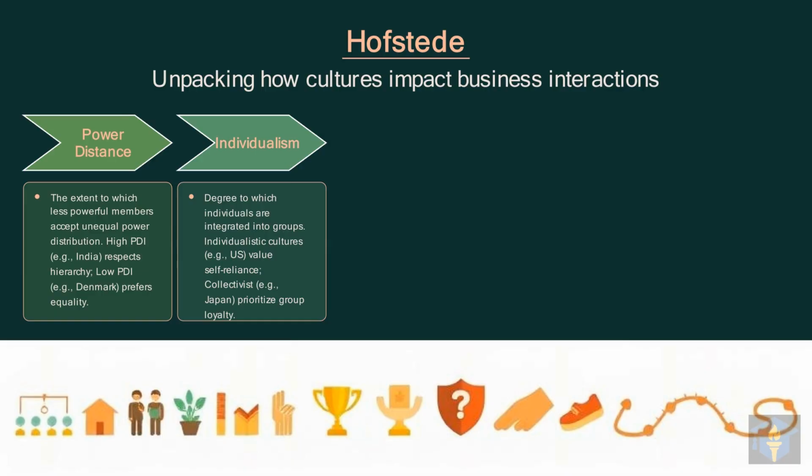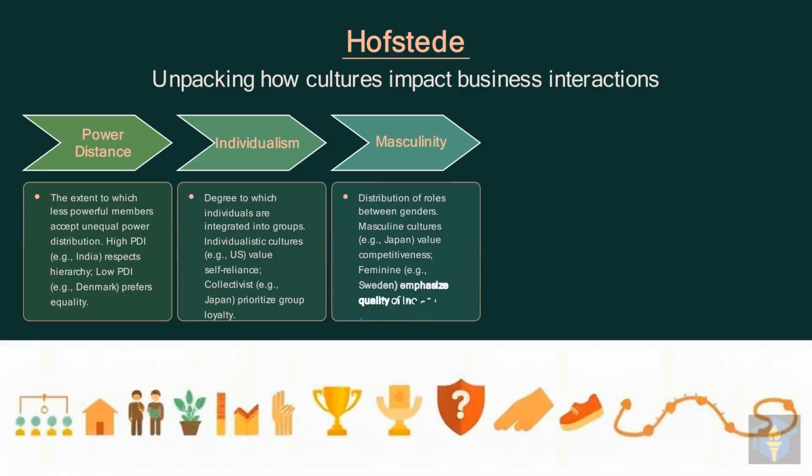Individualistic cultures like the US value self-reliance, while collectivist cultures like Japan prioritize group loyalty. Now, let's examine masculinity, which explores how societies define gender roles and values. Masculinity refers to the distribution of roles between genders. Masculine cultures like Japan value competitiveness, while feminine cultures like Sweden emphasize quality of life and collaboration.